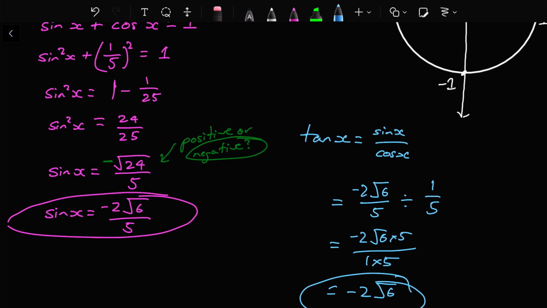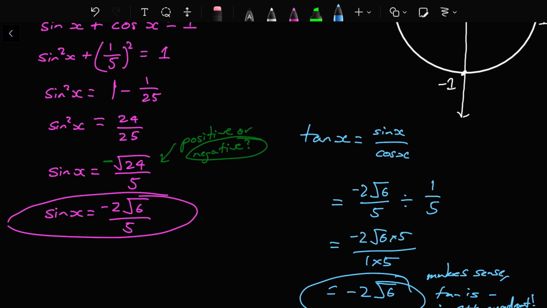Which makes sense because we're in the fourth quadrant. So it makes sense. Tan is negative in the fourth quadrant. And we're done.